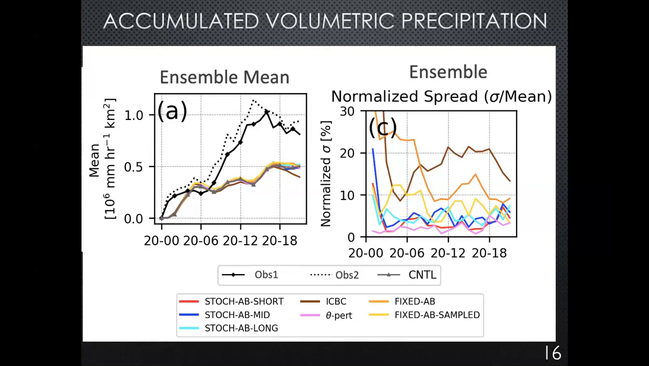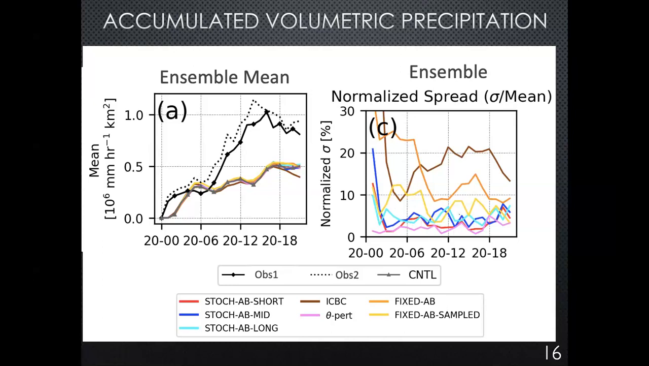And we also see that using the longer or the larger autocorrelation scale, such as the cyan or the blue line, generally produces a larger spread than when the stochastic scheme is applied over relatively short scales.